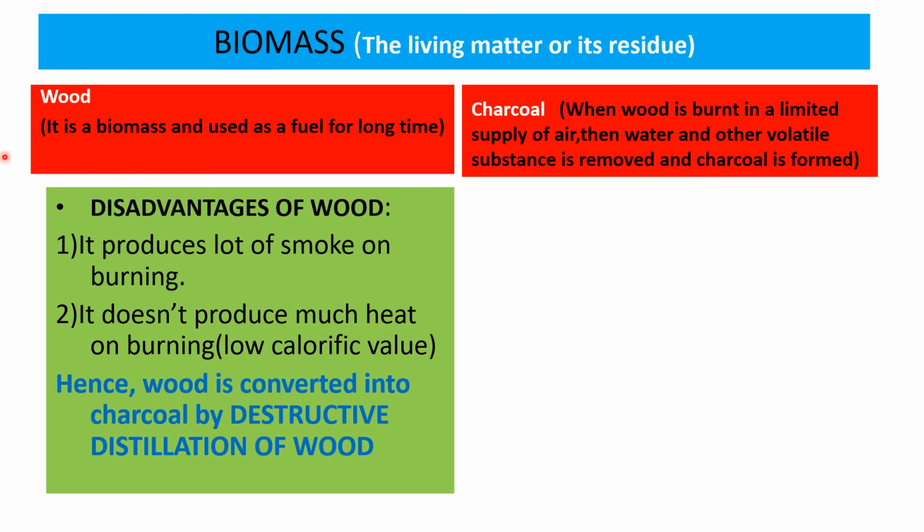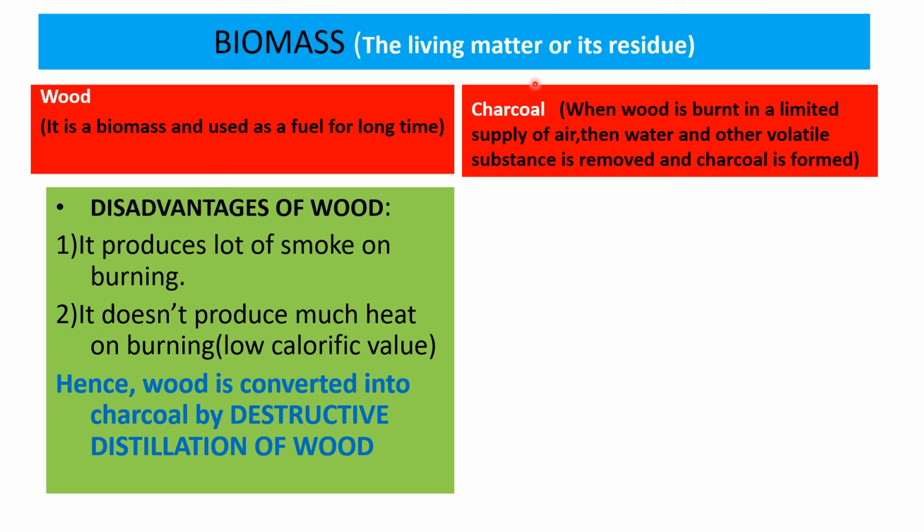तो फिर हम क्या करते हैं? तो फिर हम wood को convert करते हैं charcoal में. How do we convert this wood into charcoal? By a process called as destructive distillation of wood. Okay, destructive distillation of wood. Now what is this destructive distillation of wood? So we burn wood in a limited supply of air. So जितना भी volatile substance in wood होता है वो remove हो जाता है, and what is left behind is charcoal. So wood से we get charcoal.